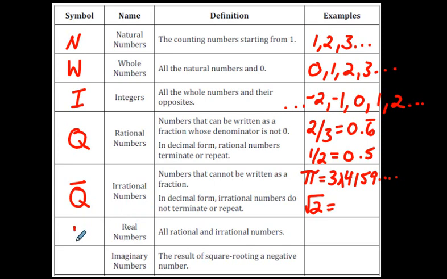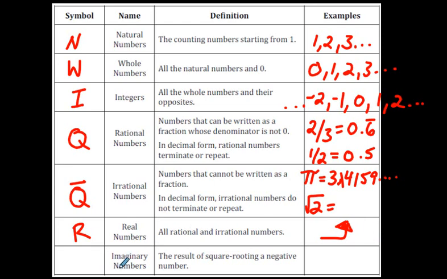The next one is the real numbers. The real numbers are symbolized by a capital R, and the real numbers are all rational and irrational numbers. So it's all of the above. It's all of this. Okay? The real numbers are everything that we've described so far. So I'll just put an arrow. All of the above. Okay?